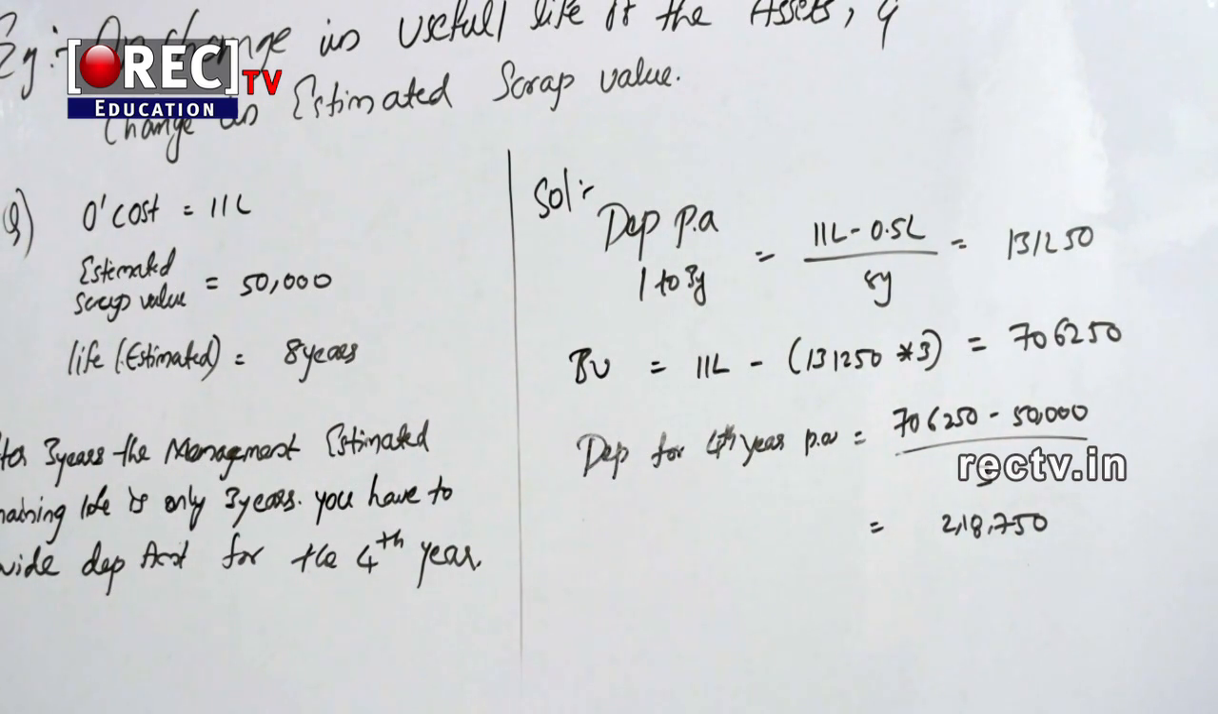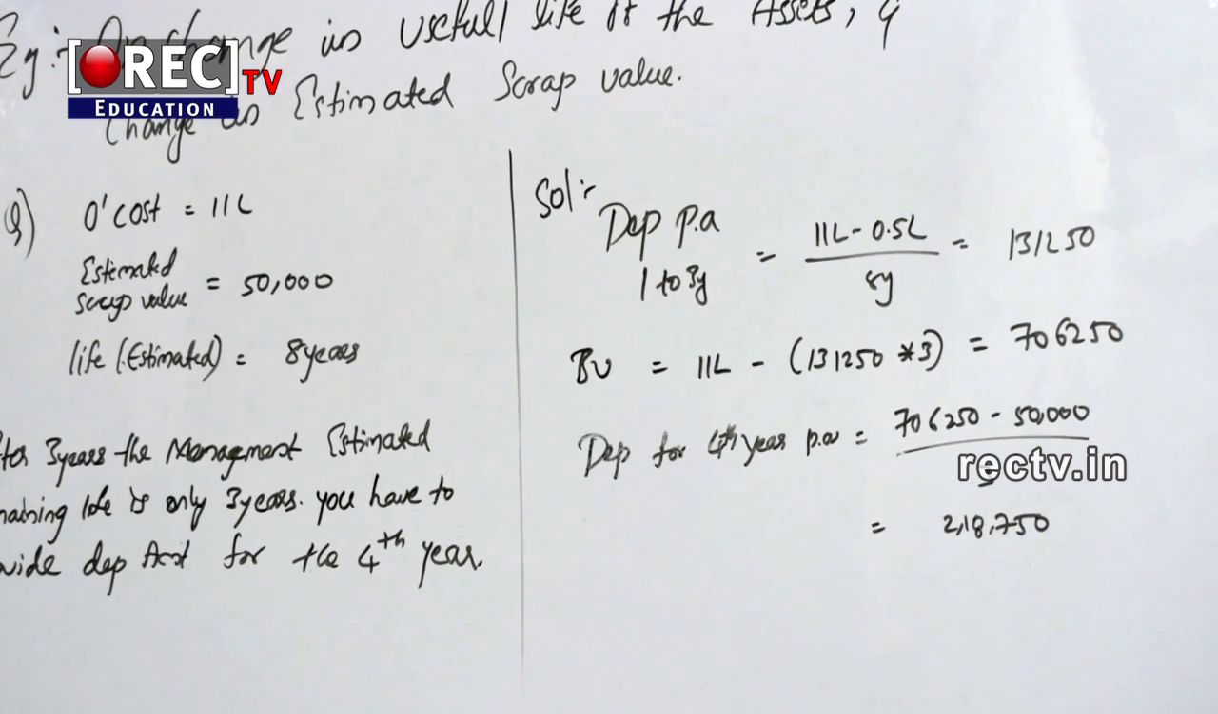So the book value of the asset after the 3 years is 11 lakhs minus 1,31,250 into 3, because we are deducting the depreciation for 3 years, so we take into 3. So 11 lakh minus 1,31,250 into 3 equals 7,06,250. So we are required to provide depreciation for the 4th year.